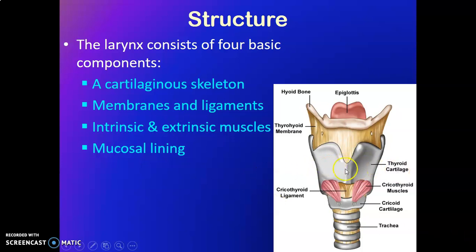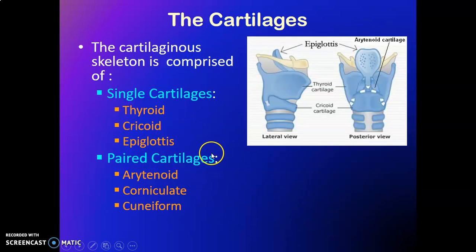As you can see here, you're able to appreciate the thyroid cartilage and the cricoid cartilage, but we also have muscles such as the cricothyroid muscle and the cricothyroid ligament here, and there's a thyrohyoid membrane that joins the thyroid cartilage to the hyoid bone. So this is the skeleton of the larynx from the anterior aspect, and you can see it continues inferiorly as the trachea. What are the cartilages of the larynx?